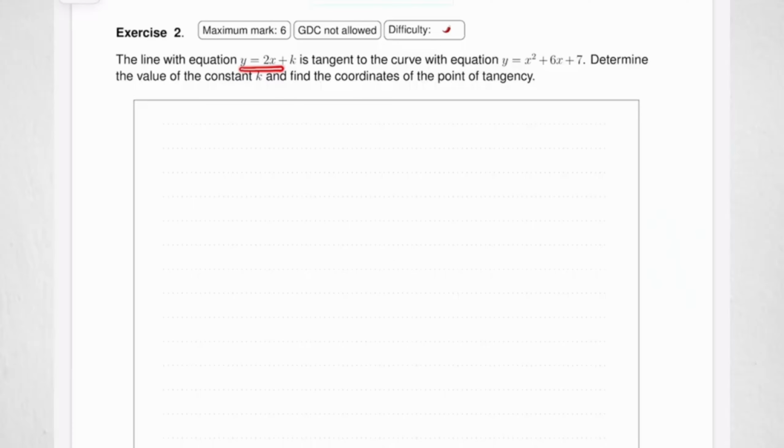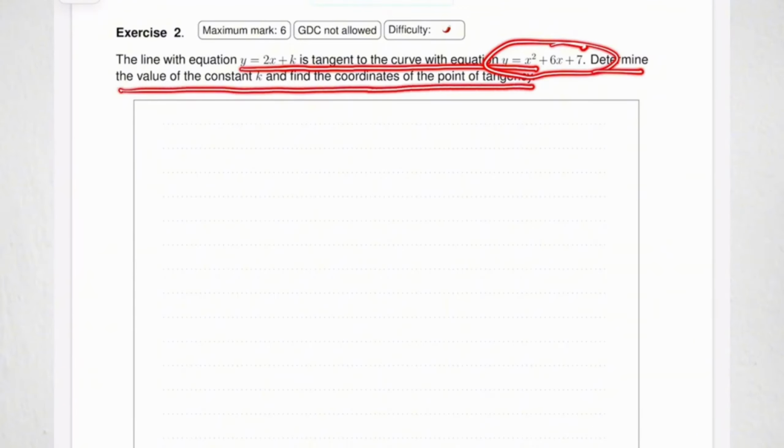In exercise number 2, we have something that mixes functions with calculus. We have a line with equation y equals x plus k, which is tangent to this curve right here, which is a quadratic, a parabola. Determine the value of the constant k and find the coordinates of the point of tangency. Now, in this question, you're not allowed to use your GDC.